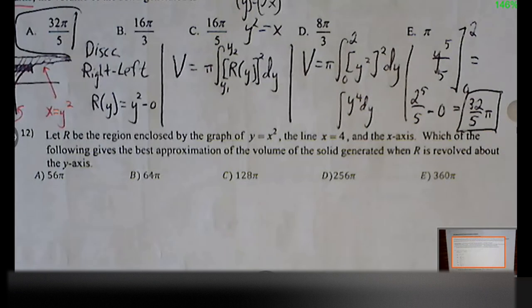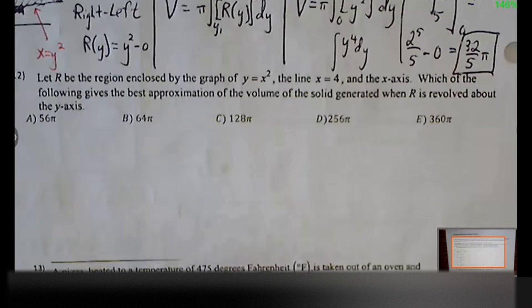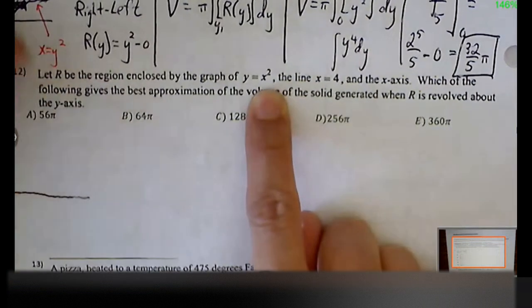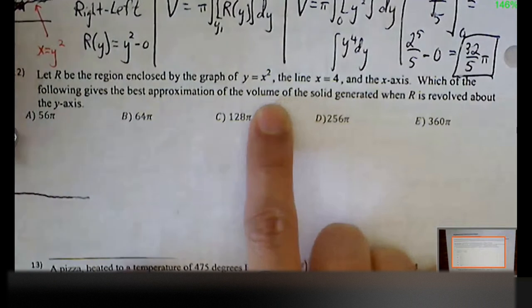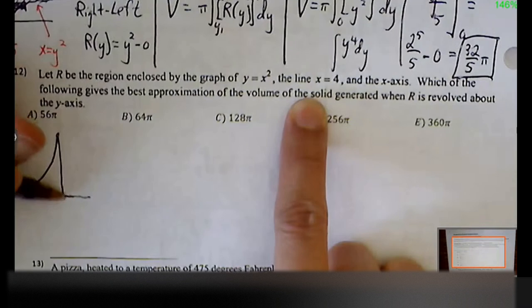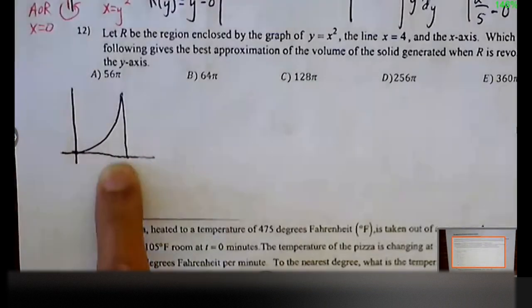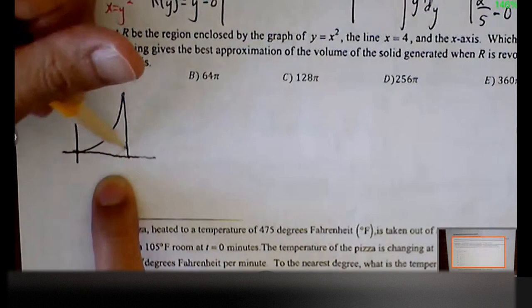All right, number 12. Let R be the region enclosed by the graph y equals x squared, the line x equals 4, and the x-axis. Y equals x squared, that's a parabola, but we're dealing with what's going to be in the first quadrant here. X equals 4 is this vertical line, the x-axis, and then there's our shaded region.